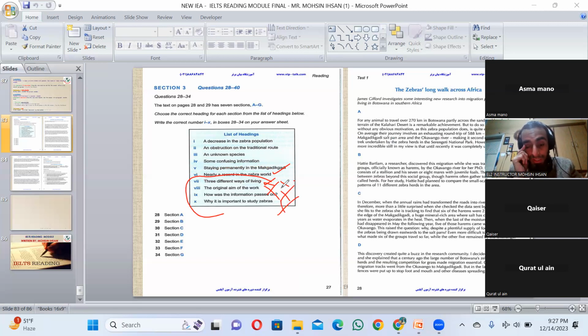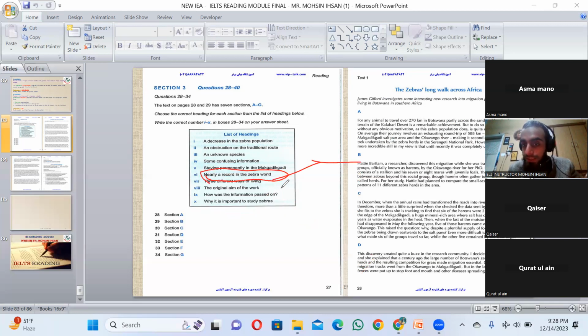Now, this kind of question, why it is important, can be discussed in the second, third, or fourth paragraph, as you have studied in the previous lecture yesterday, that such information, like new information, you can see in the second, third, or fourth paragraph. By the way, this is matching with number six, that is, nearly a record in the zebra world.